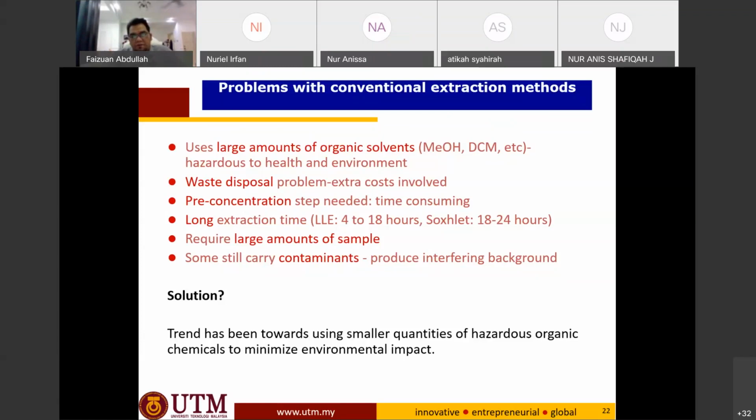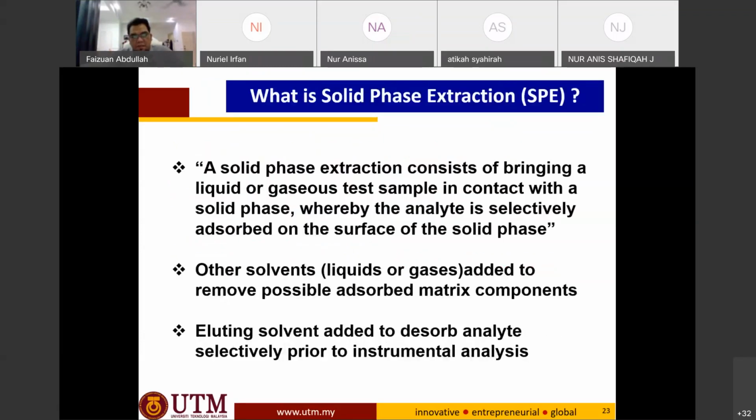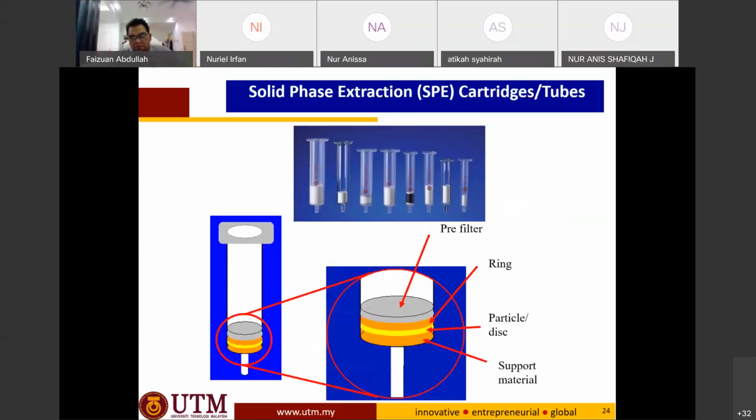And then we also have the solid phase extraction method, right? A solid phase extraction method consists of bringing a liquid or gaseous test sample in contact with a solid phase, whereby the analyte is selectively adsorbed on the surface of the solid phase, and other solvents such as liquids or gases are added to remove possible adsorbed matrix components, and eluting solvent is added to dissolve the analyte selectively prior to instrumental analysis. Okay, now instead of using liquid extraction and Soxhlet, right, we also can use the solid phase extractor.